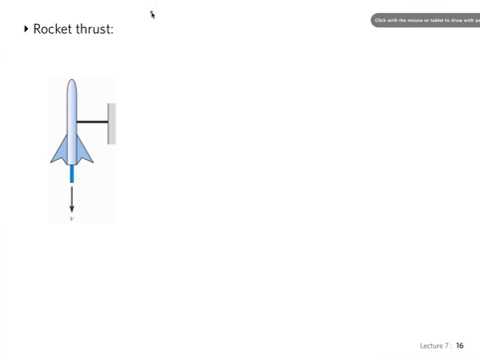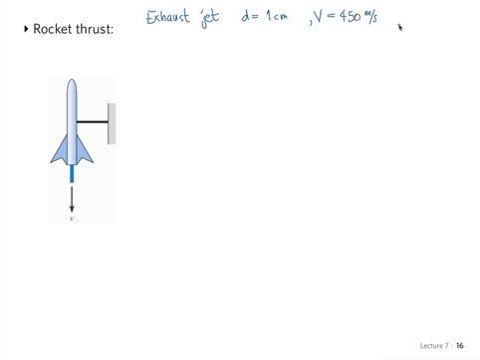So we have the exhaust jet, which is a free jet at atmospheric pressure from the rocket, with a diameter equal to 1 centimeter. This is a little small rocket. The velocity is quite high, of course, 450 meters per second. And the density of the exhaust, which is hot air and burned gases, is going to be 0.5 kilograms per cubic meter. And of course, we want to find the force acting on the beam.